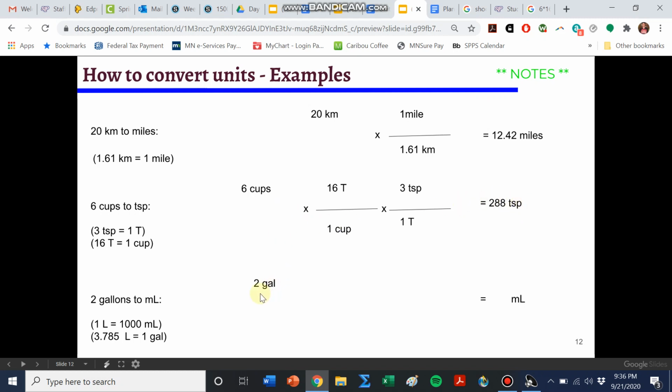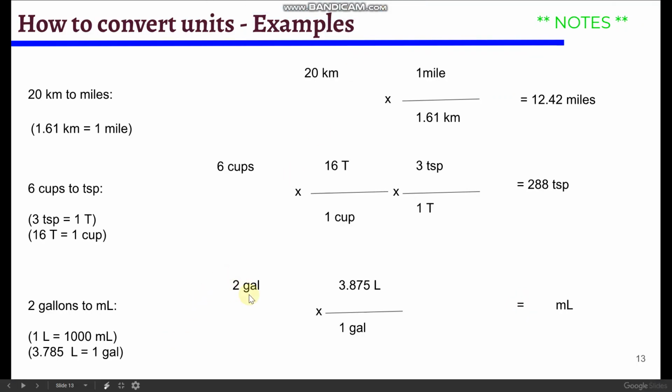So the idea is whichever unit's on top here, you want to put that same matching unit on bottom so that it cancels out, and then that way it will convert it to whatever unit is on top. And then you keep doing that until you end up with the unit that you're looking for. So for this, okay, at this point we convert from gallons to liters. That's because the gallons cancel out with the gallons, and we're left with liters on top.